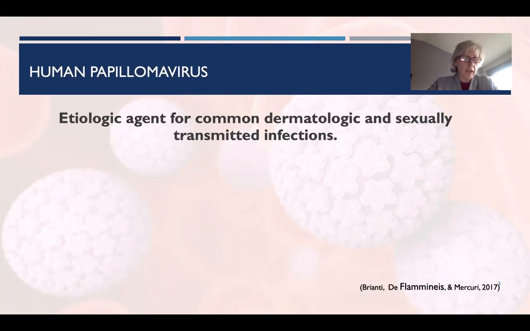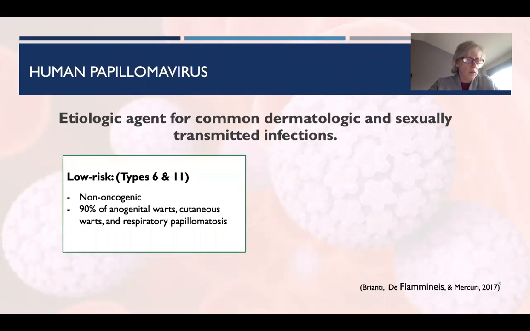The risk of being infected at least once in a lifetime for both men and women is as high as 50%. We do know there are over 100 strains of the virus, and we may find more as more research emerges. But the low-risk strains, types 6 and 11, are considered non-oncogenic, and those are usually responsible for the skin and respiratory infections, so cutaneous warts, anogenital warts, and recurrent respiratory infection called respiratory papillomatosis.